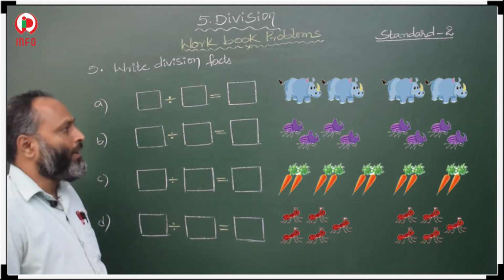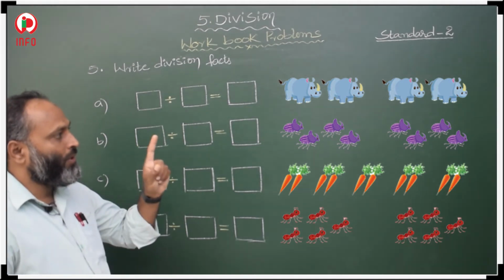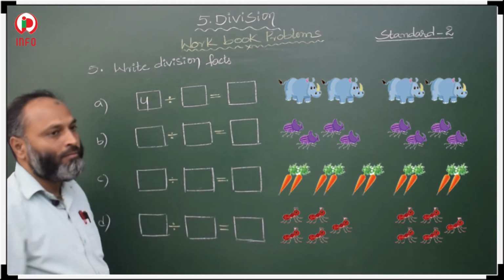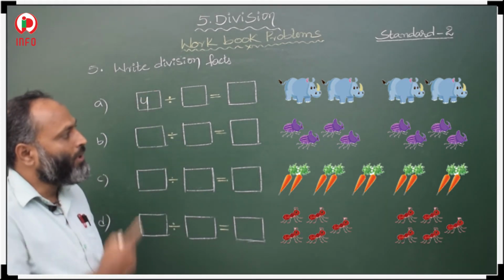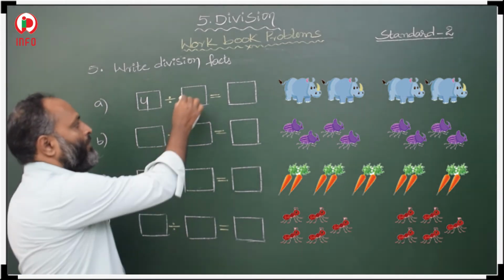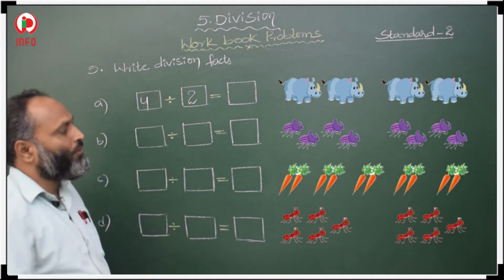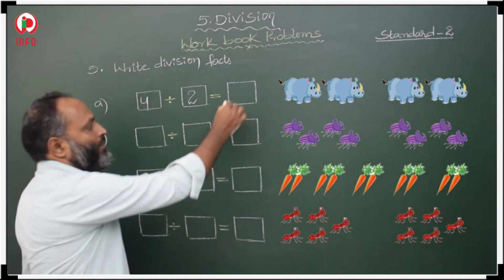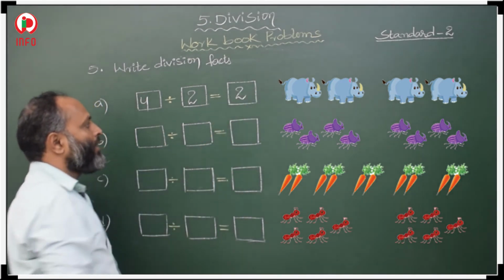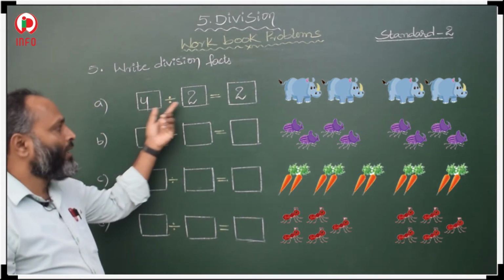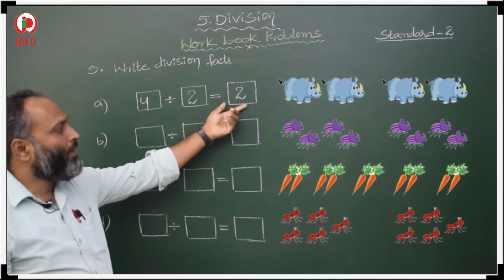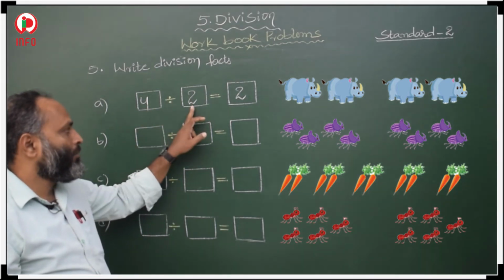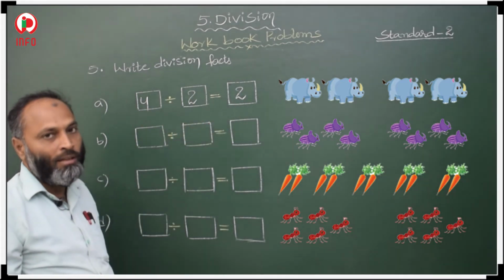So here total how many rhinoceros are given? 1 2 3 4. Total we have to count. Total 4 rhinoceros are given. Then how many groups? Total 2 groups. In 2 groups total 4 rhinoceros were there. Then how many rhinoceros were there in each group? 2 rhinoceros. So we have to write like this. First we have to write total, then number of groups, then how many rhinoceros are there in each group. Okay. This is total, this is number of groups, number of rhinoceros in each group.